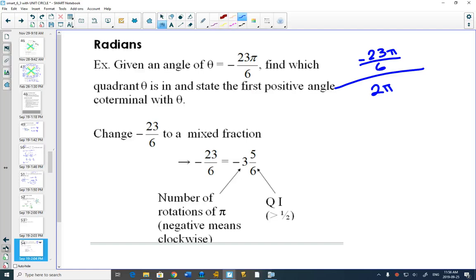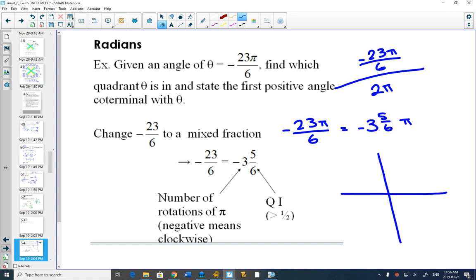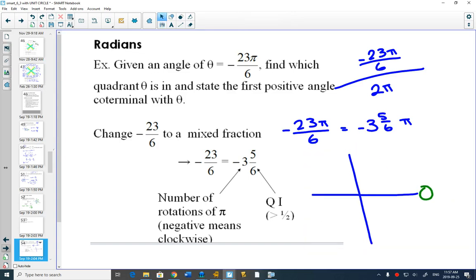And so we have negative 3 and 5/6. So negative 23 pi over 6 is equal to negative 3 and 5/6 pi. And the logic that we're going to use is that on our circle in radians, here we have 0. Here we would have pi. All the way around would be 2 pi. If you went again, here we would have 3 pi. And then all the way around a second time, we'd have 4 pi. And then 5 pi. And we're counting in terms of pi.